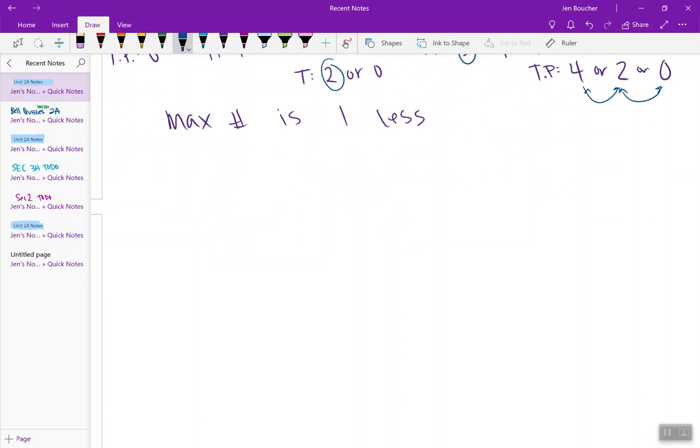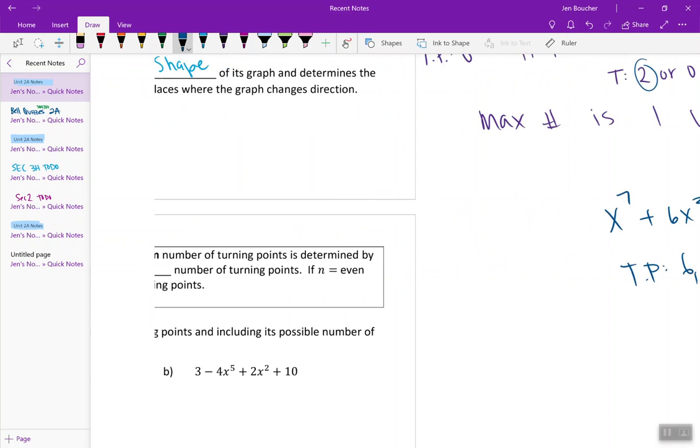So now let's make sure you hit this learning target. If I gave you x to the 7th plus 6x to the 3rd, what would be the maximum number of turning points? 6. Okay, would be 6. And then what would be the other possibilities? 4. Okay, well, bingo. Let's go back.